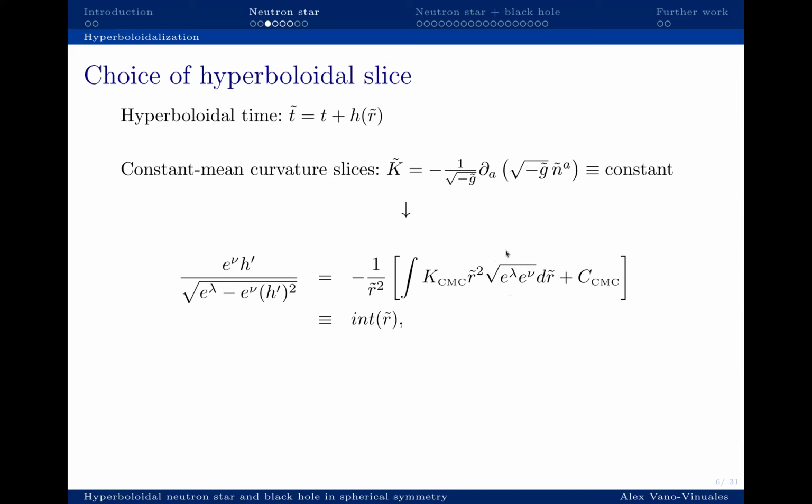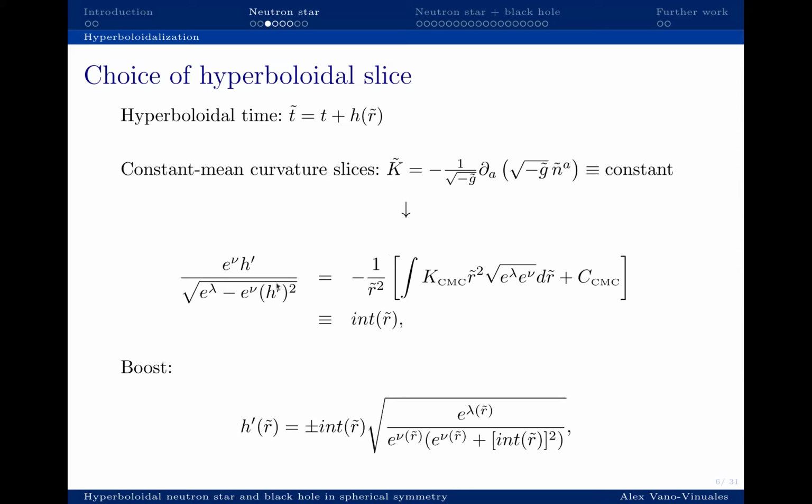Well, okay, you can actually take it out of the integral. This needs to be calculated because this is 1 for a black hole, but not for a neutron star inside of the surface, and C is an integration constant. But now isolating H prime from this expression gives us what we call the boost, which is the spatial derivative of the height function. And everything here can be calculated numerically from our solution.